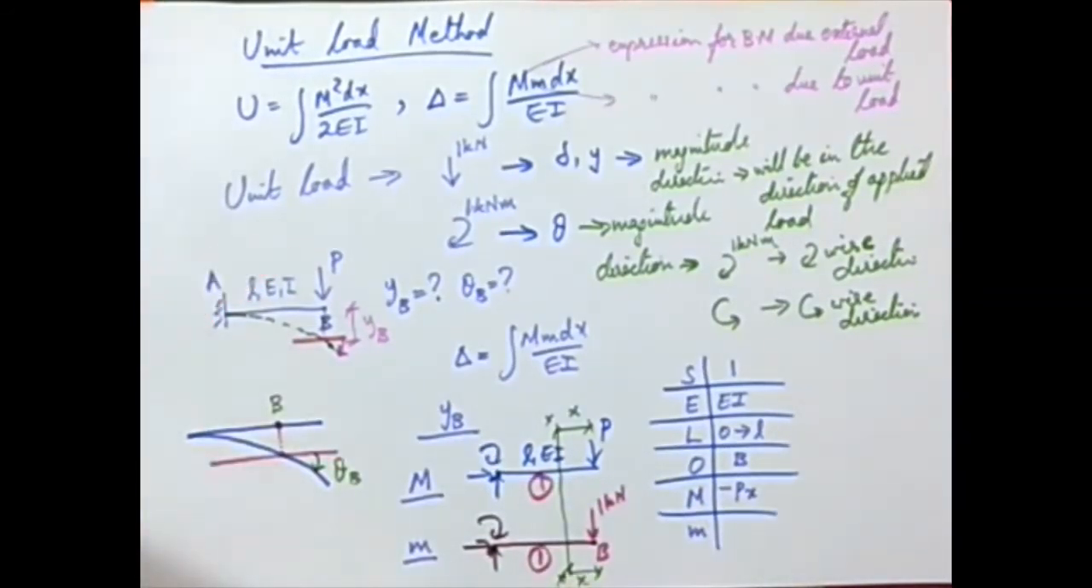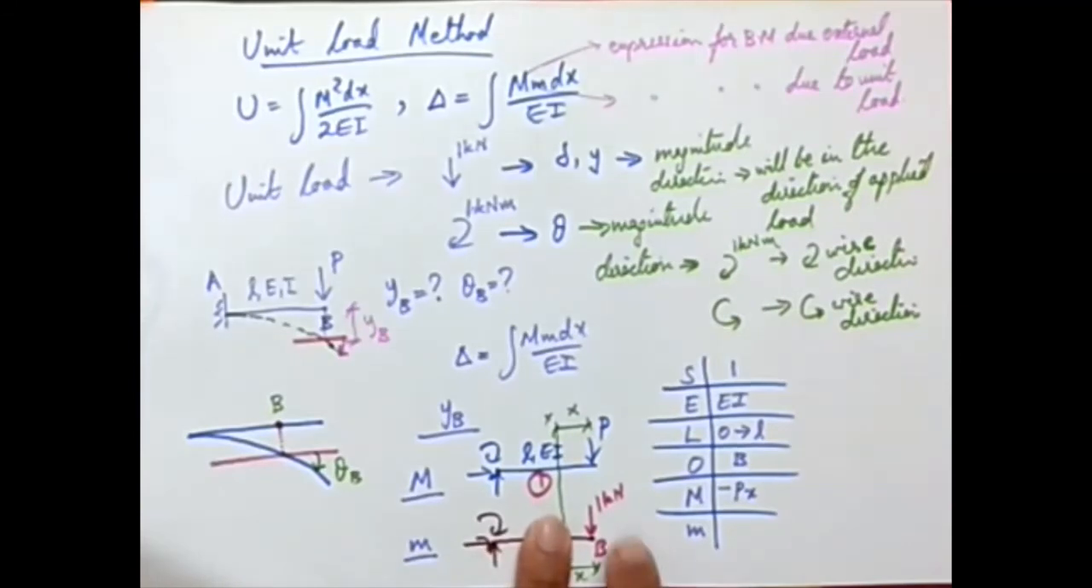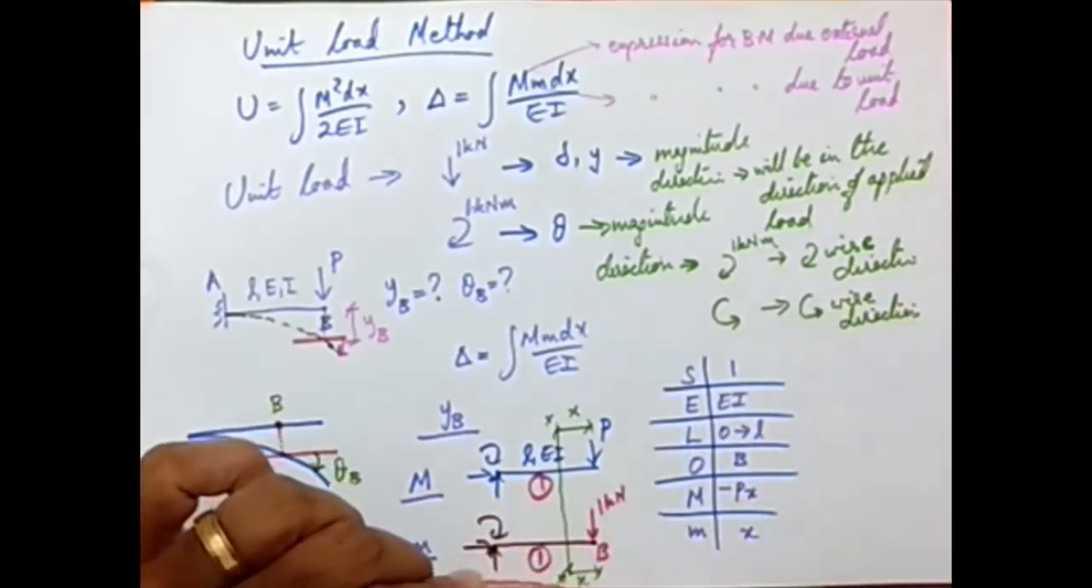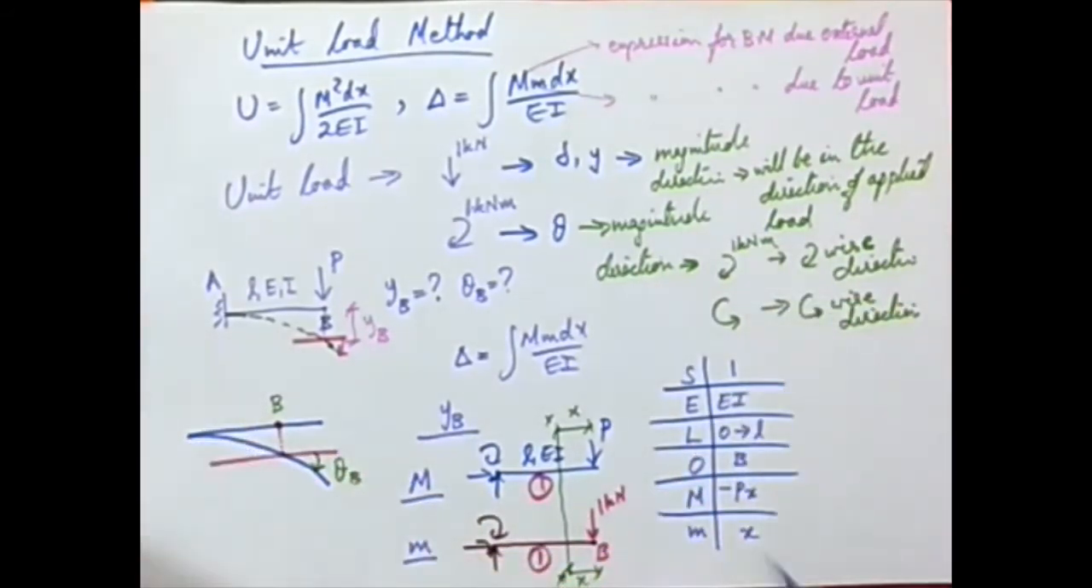Now I need the moment here. What will be the moment? 1 into x, so the magnitude is x. Now I need to check the direction. The direction is hogging, so it is minus. Once you have this table, now it's just the integration.